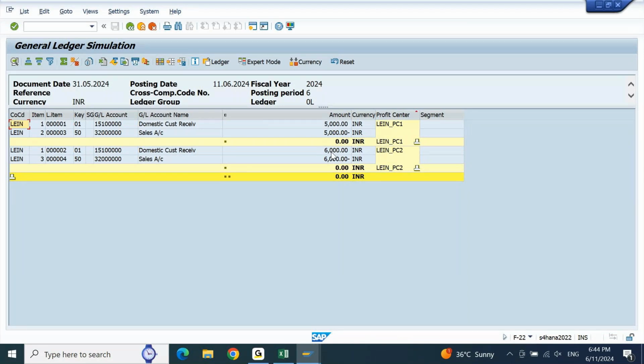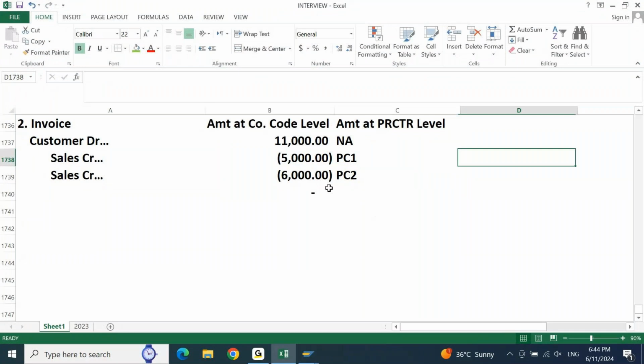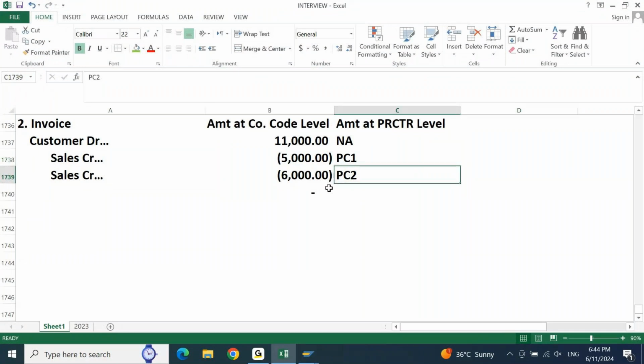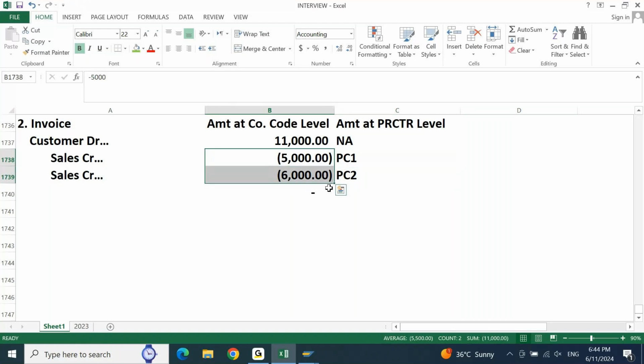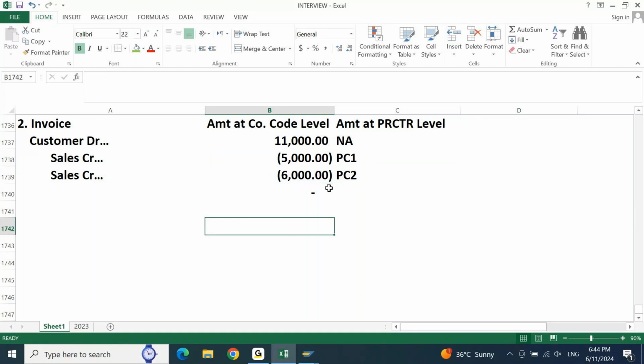When I say it is going to take the amount, here you have profit center 1 with 5,000 value and profit center 2 with 6,000 value. It is going to split in this 5:6 ratio. Total is 11,000. 11,000 multiplied by 5,000 by 11,000, and 11,000 multiplied by 6,000 by 11,000. If you do it, it is equal to 11,000 multiplied by 5,000 divided by 11,000.